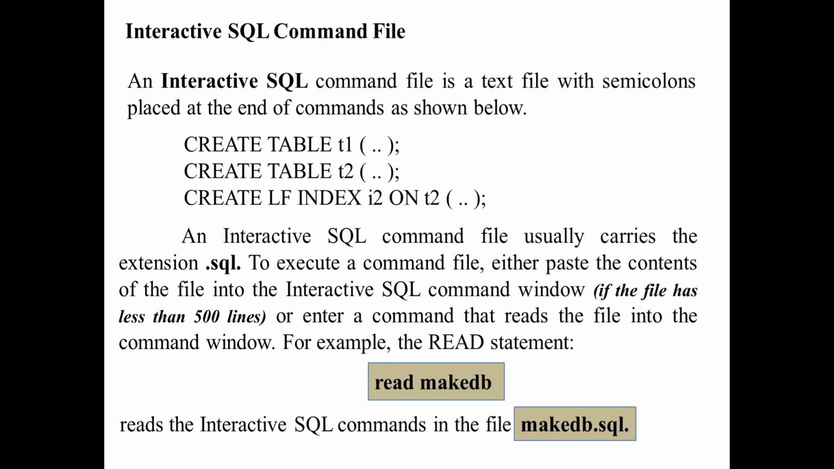So when you use the command file and paste the content, it should not be more than 500 lines. So how will the command be read? By using the statement read make db. When you use this command in interactive SQL, it reads the interactive SQL commands in the file make db.sql. So this is how we can read the SQL command file in the form of a text file. We have to read it by using make db.sql.